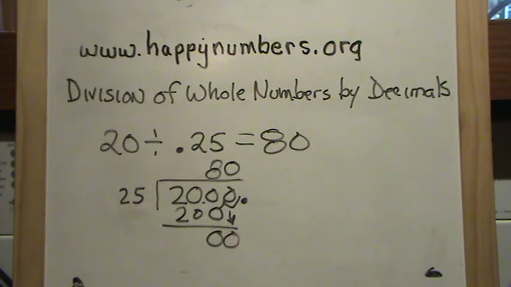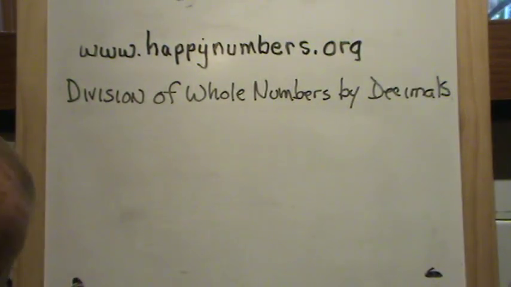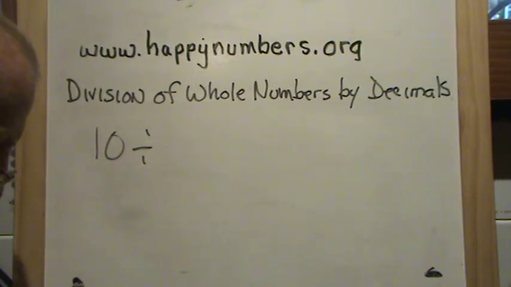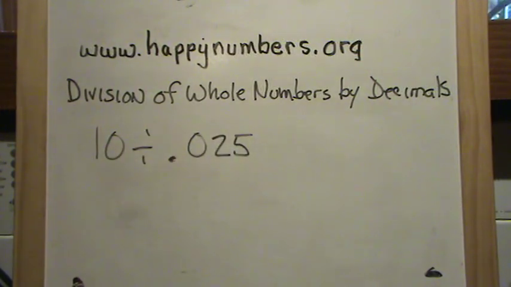Let's put another problem up for you and let you work it. Maybe we can not trick you, but exercise your brain a little bit. Let's have the whole number 10 divided by 25 thousandths. Go ahead and put the DVD on pause, work your problem, and then turn it back on again.